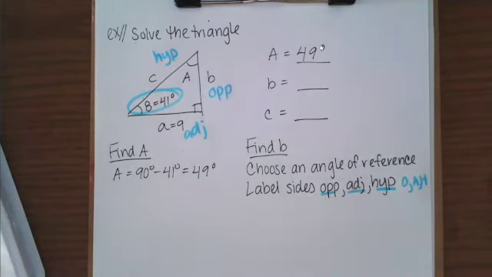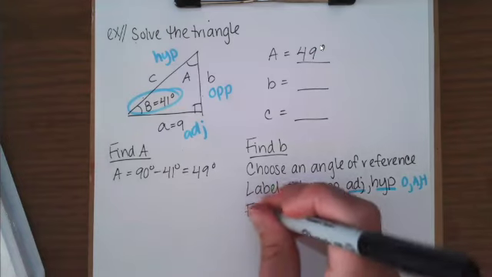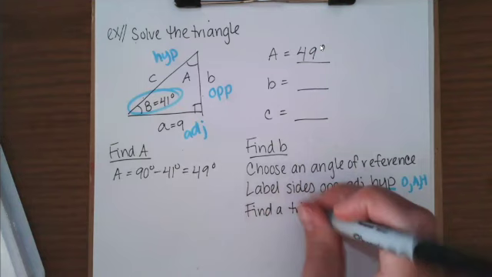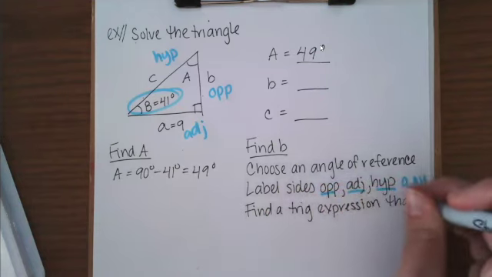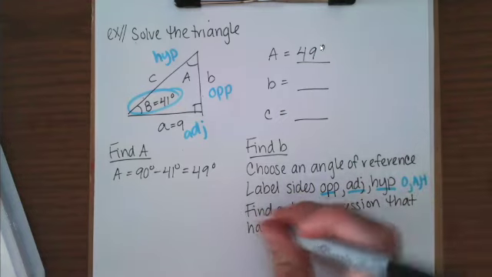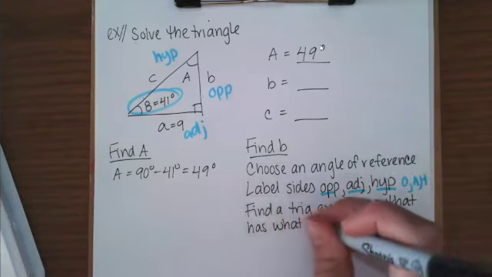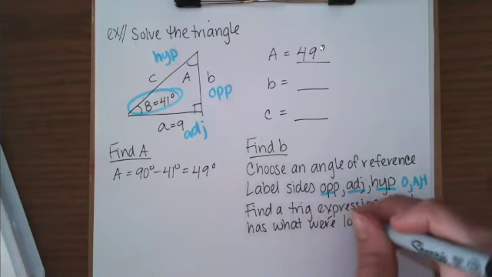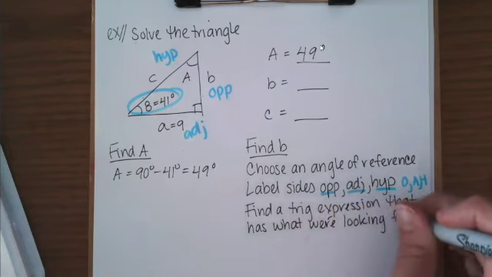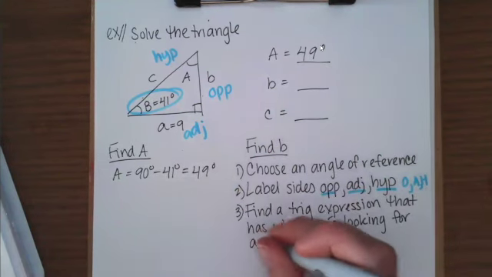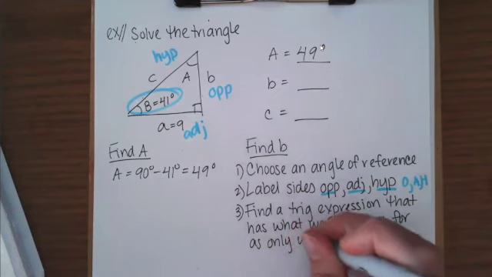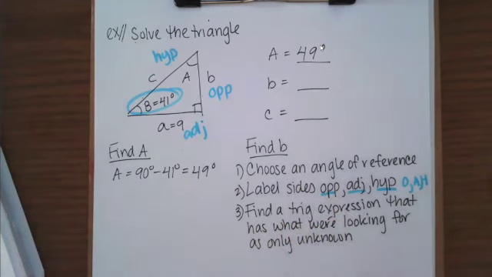Okay, next step is we're going to find a trig expression that has what we're looking for as the only unknown. And then step 4, we'll solve it.